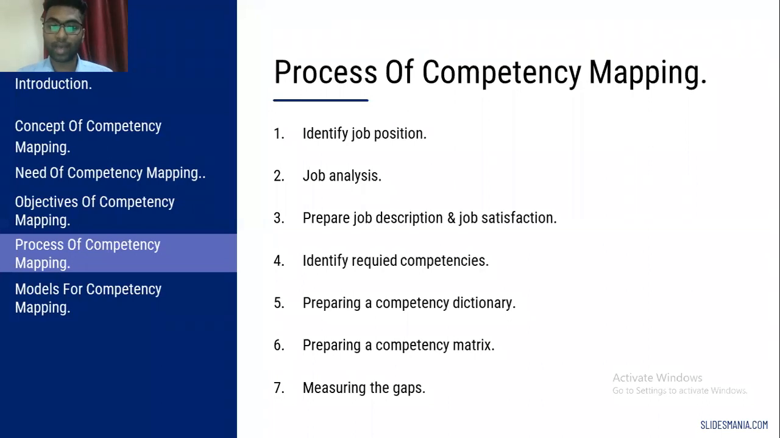Then the process of competency mapping. The first step is to identify the job position. If we require to hire someone or map the skills required for a particular job, we have to identify the job position. The second step is job analysis, which gives the complete knowledge about the particular job: what kind of skills we require, what kind of description, what kind of environment. This comes under the third step, which is job description and job specification.